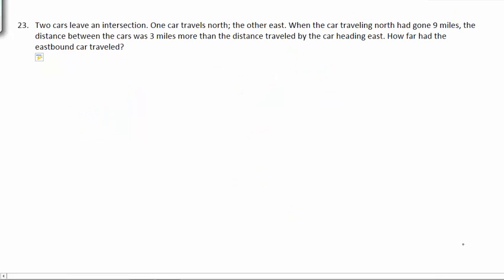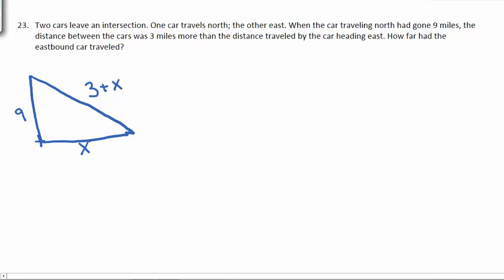Number 23. 2 cars leave an intersection. So here's my intersection. And 2 cars are going to leave. One car travels north, and the other east. When the car traveling north has gone 9 miles, the distance between the 2 cars, which is the straight line between them, is 3 miles more than, so plus, the distance traveled by the car heading east. We don't know what that is, so I'll call it x. How far had the eastbound car traveled?